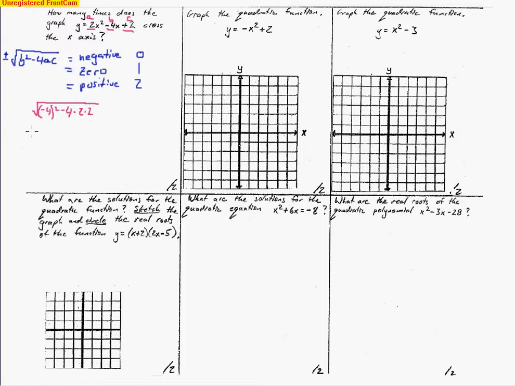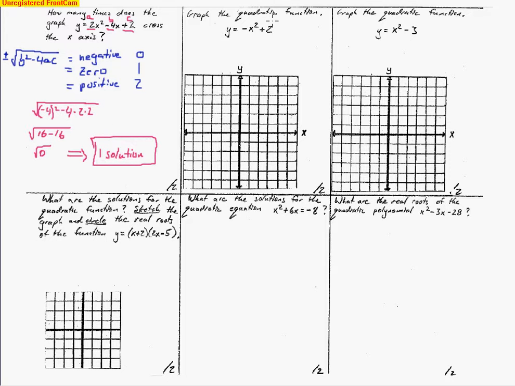Do some more work there. We've got the square root of this 16 minus, because there's only one negative here, 4 times 2 is 8, times 2 is 16. So we end up with 0 underneath the radical sign. So if we have 0, that means we only have one solution, one x-intercept. That is our answer. So we're just using the discriminant in this case.